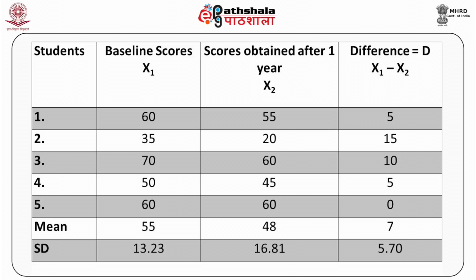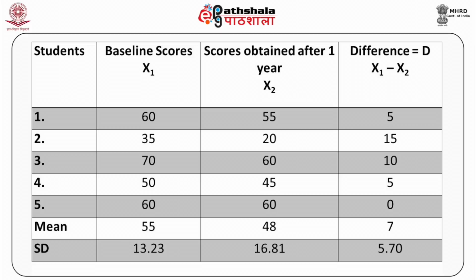The standard error of differences of mean was calculated by the standard deviation of differences, or D, upon the square root of the number of pairs, and worked out to be 2.55 in this case. The T, on application of the relevant formula, was found to be 2.75 here. The degree of freedom, as number of pairs minus 1, is found to be 4.